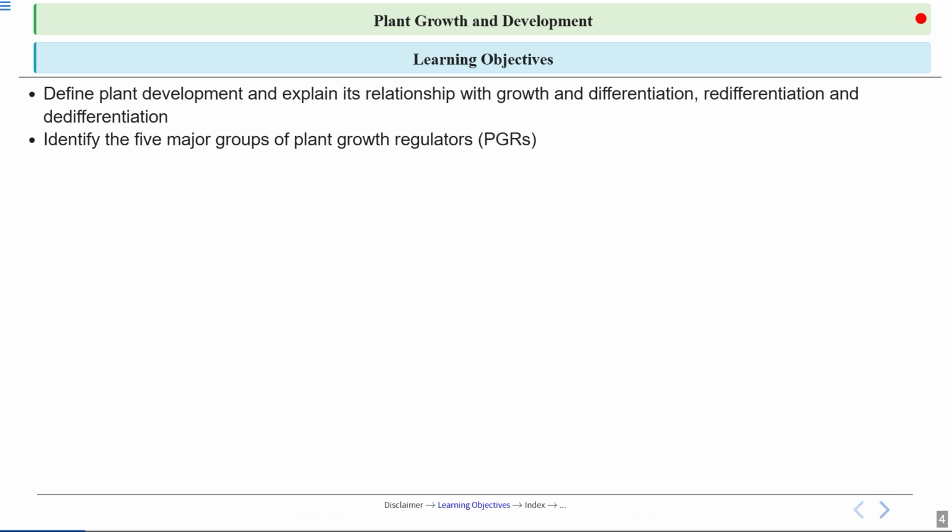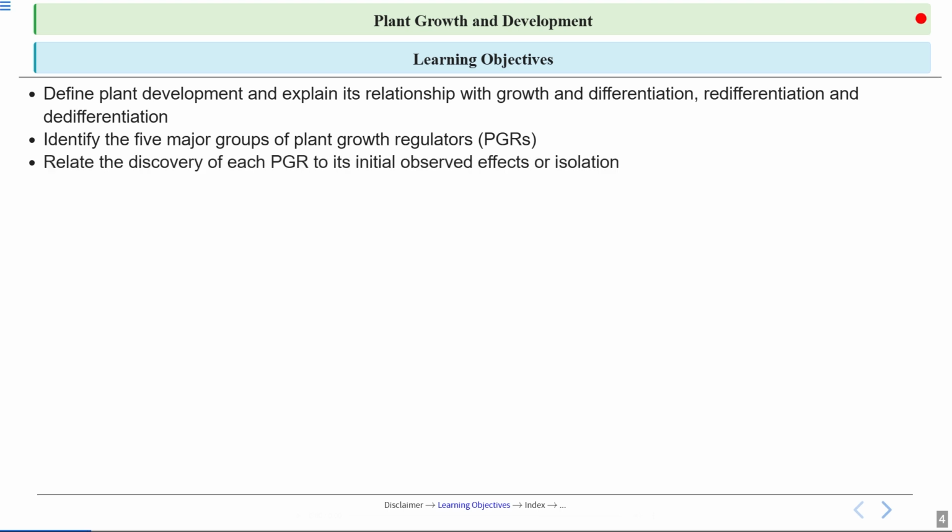Now, there are 5 different types of plant growth regulators. In today's session, we are going to discuss each and every plant growth regulator, right? And we will talk about its bioassay and its effect when it is applied to the plants.